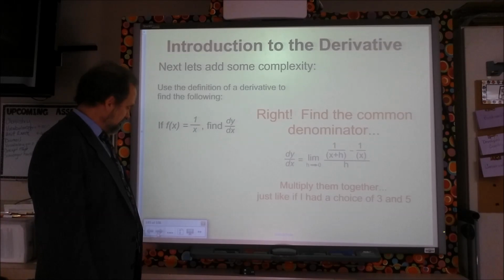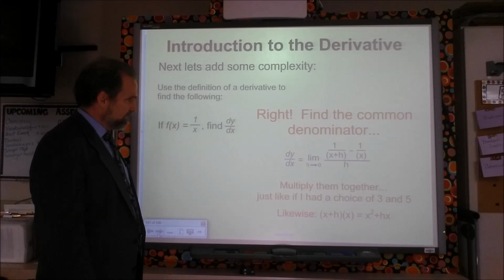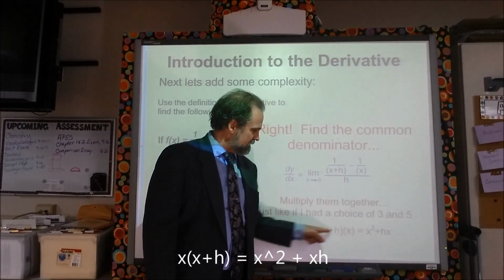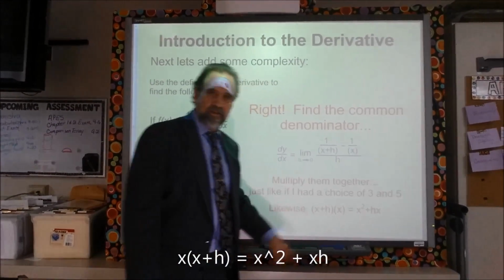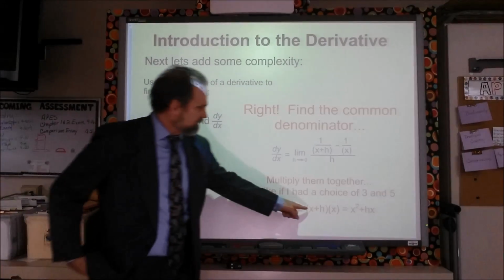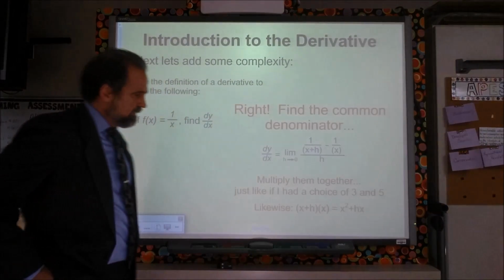Okay? When they're relatively prime, I multiply them together, and I get x squared plus hx, or x times x plus h. Either one of those are equivalent statements. So it might be beneficial to have them stay factored out. It might be beneficial to expand it. I don't know.